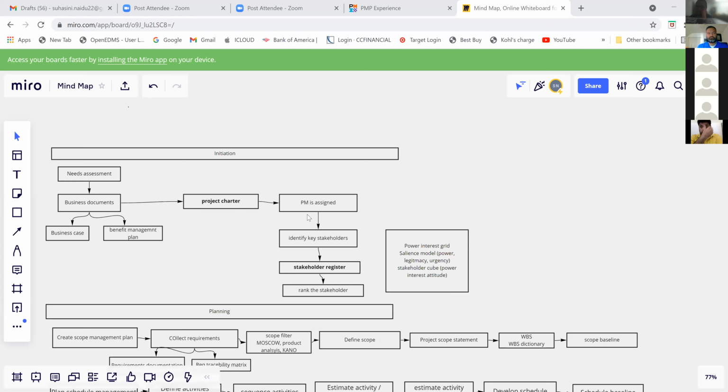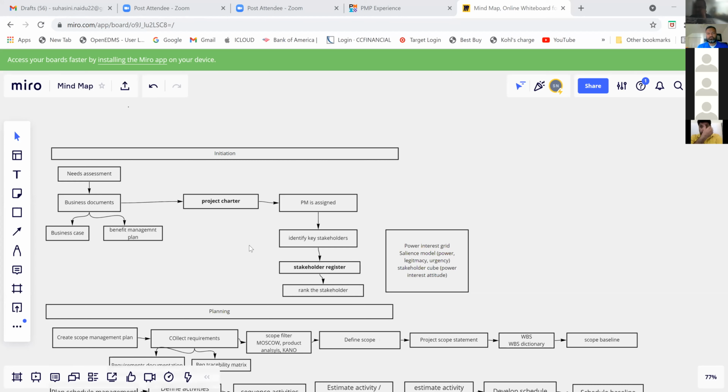Once the project charter is approved, we assign a PM. We identify the stakeholders, and then we create a stakeholder register, and then we rank the stakeholders. So this is part of initiation. Again, ranking the stakeholders is based on the power interest grid, the salience model, and the stakeholder cube.